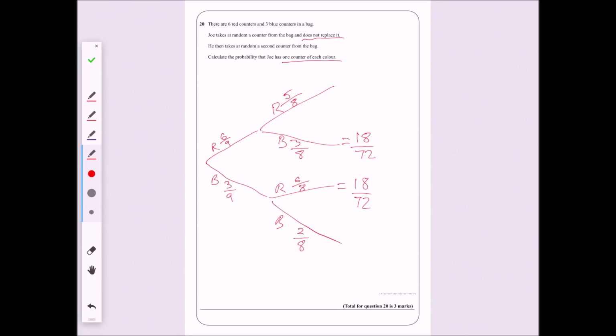And then we want this one to happen and this one to happen, so we're going to use the AND rule, that's how we multiplied. This one and this one to happen, that's how we multiplied again. But we're not bothered if we have this one or this one. So we're going to add these together, so that's the OR rule. So that will give us 36 out of 72, which cancels down to a half.